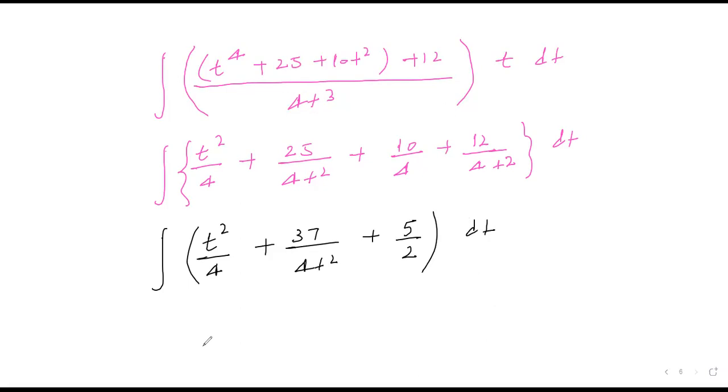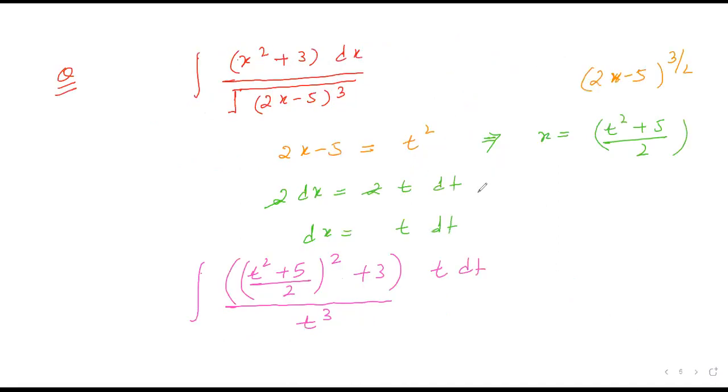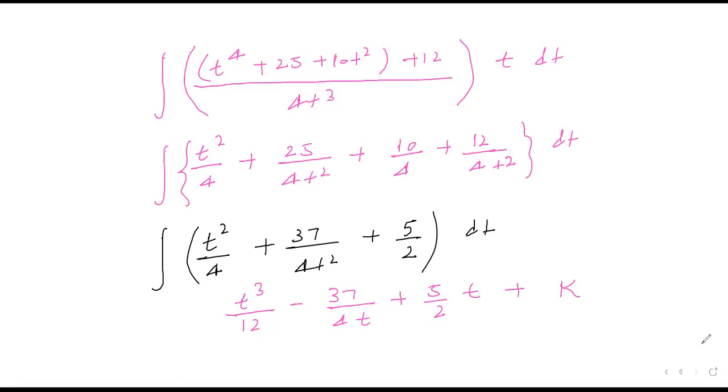Now you can integrate this one very easily. So this is basically t cube divided by 12 minus 37 divided by 4t plus 5 divided by 2 t plus constant of integration k, or you can put here c. Now basically you have to put t in terms of x. So t is basically square root of 2x minus 5, that is, (2x minus 5) raised to the power 1 divided by 2.